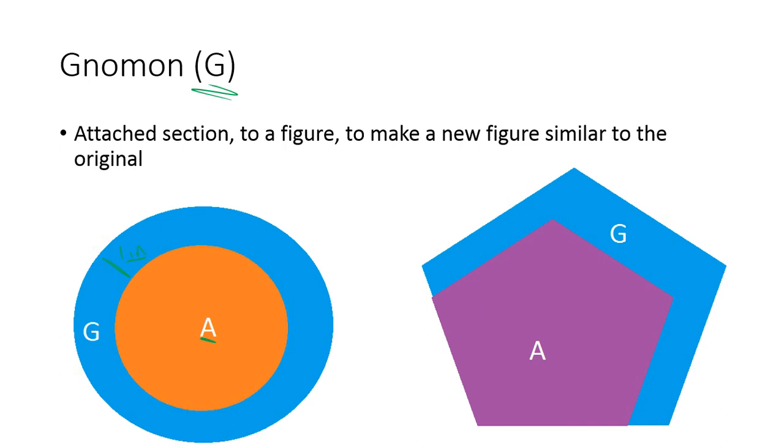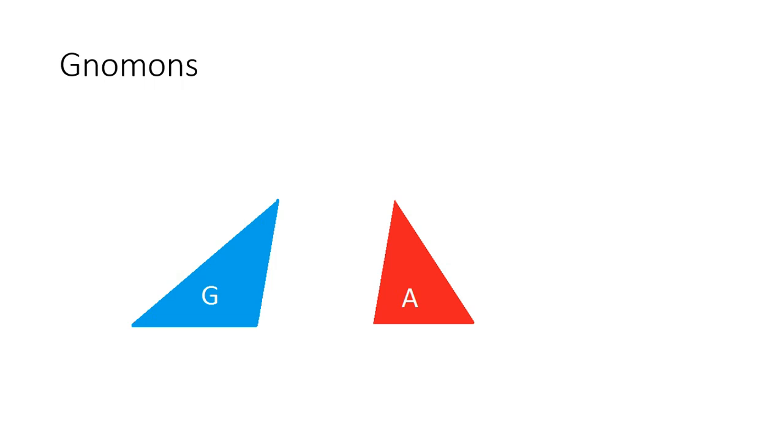Now here we've got a pentagon, and as we see, our purple is our original. When we add this blue section up here, that is our gnomon, because when we add that, it makes the figure similar, just a little bit larger. So again, the gnomon is like the puzzle piece that we add to the original to make a new similar figure.